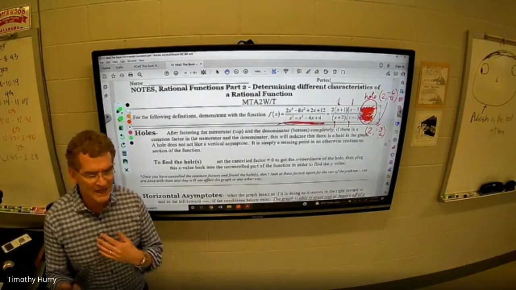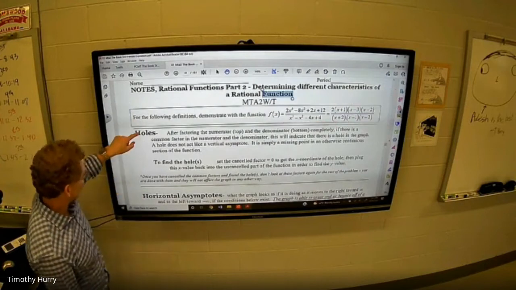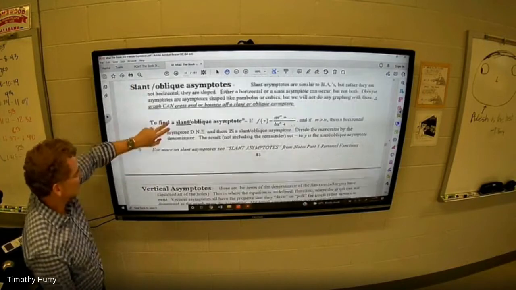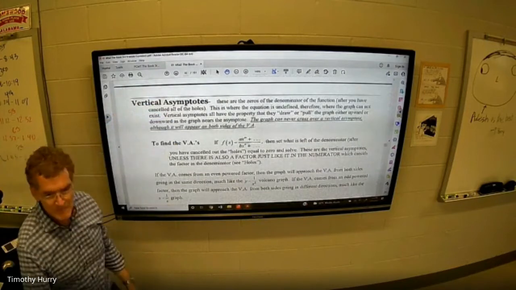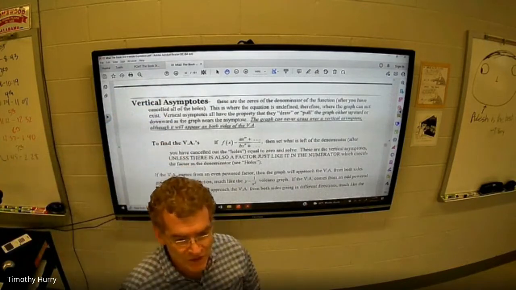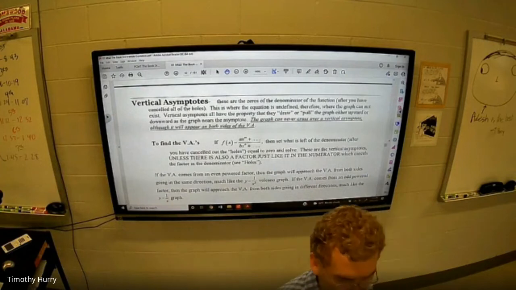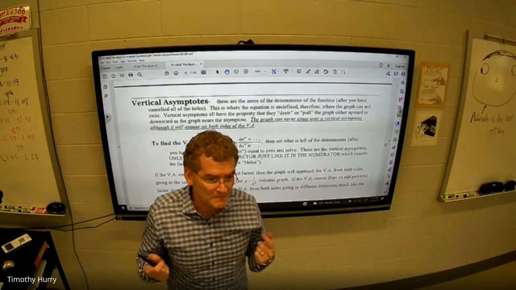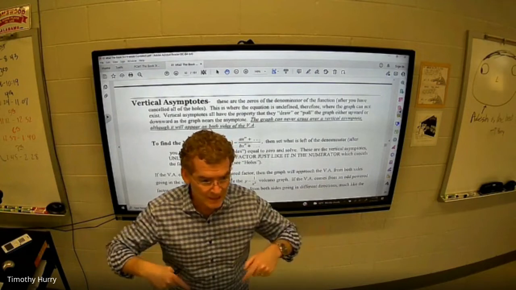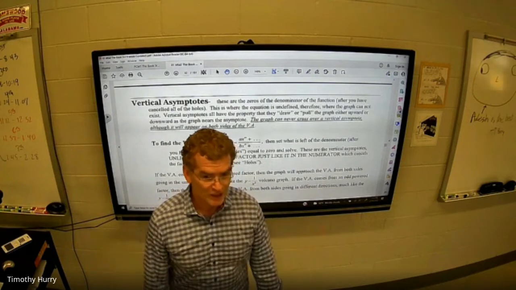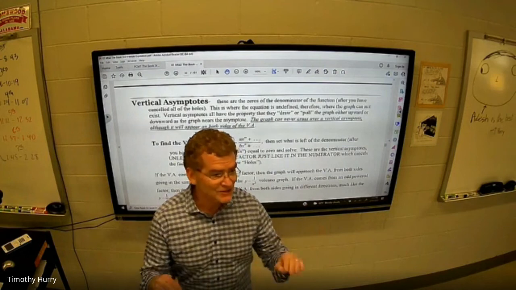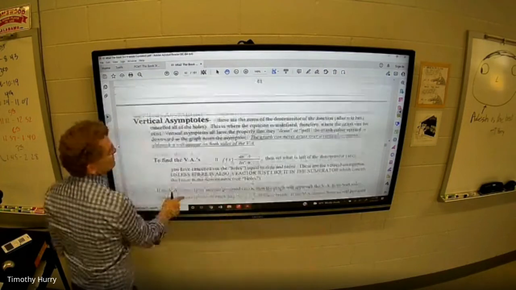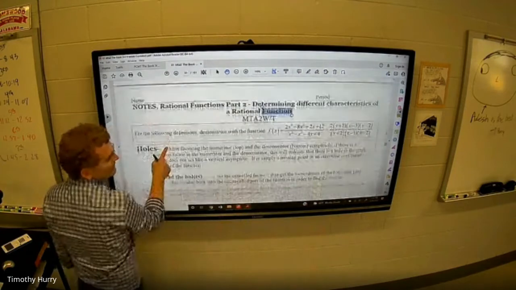Now, what else can I get out of this? So we've done this part, holes, we've done horizontals, and we've done slants. Now let's move to vertical asymptotes. Vertical asymptotes are the other places where the graph doesn't exist. Where do places not exist? When there's a zero in the denominator, right? So I look back at my denominator. Check it out. I'm looking back at my denominator.